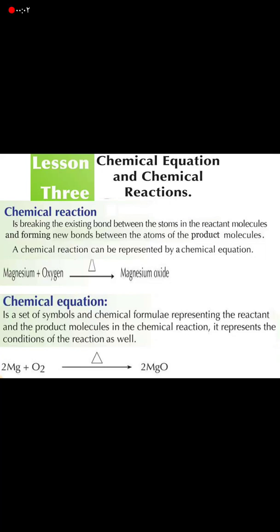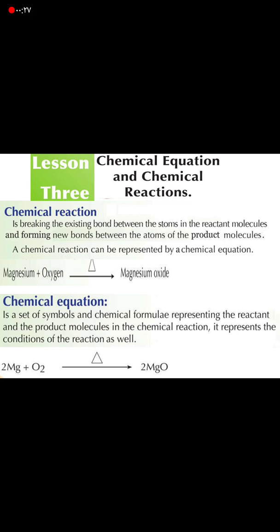Hello, Prep 1. Now we'll start lesson 3, chemical equations and chemical reactions. What's the meaning of chemical reaction? A chemical reaction is breaking bonds between reactant molecules and forming new bonds in the product molecules. Excellent. What does it mean?